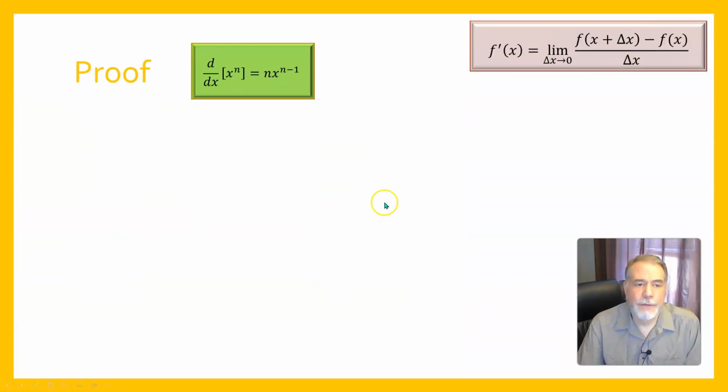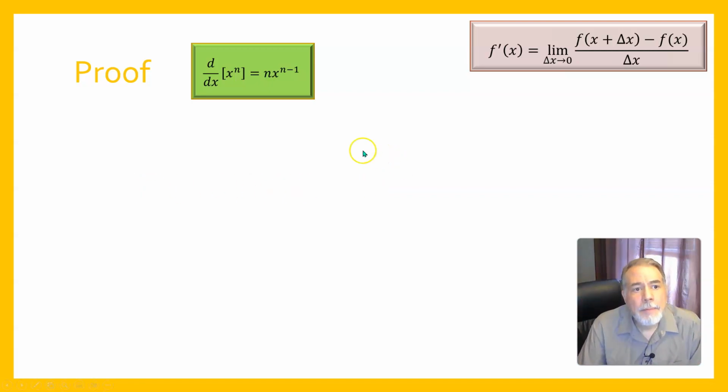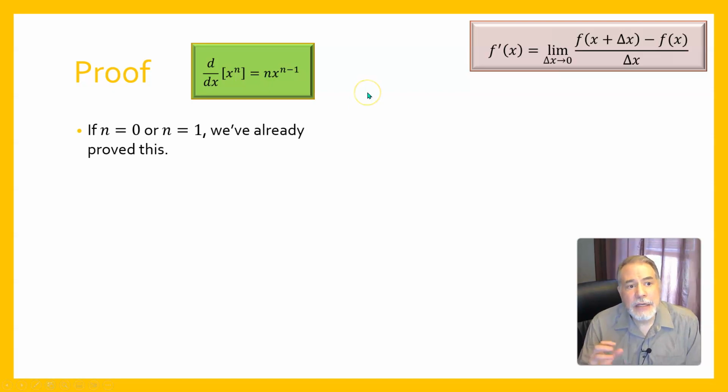Now, what about the proof of this? It's tricky to prove in general if we think of n as standing for any real number. But if I think of n as standing for the specific number 2, well, if n is 0, we already know that the derivative of x to the 0 power is the derivative of a constant, so that's 0. And we already know that the derivative of x to the 1 power, that is of x itself, is 1. So we've already seen that the rule works in those two cases.